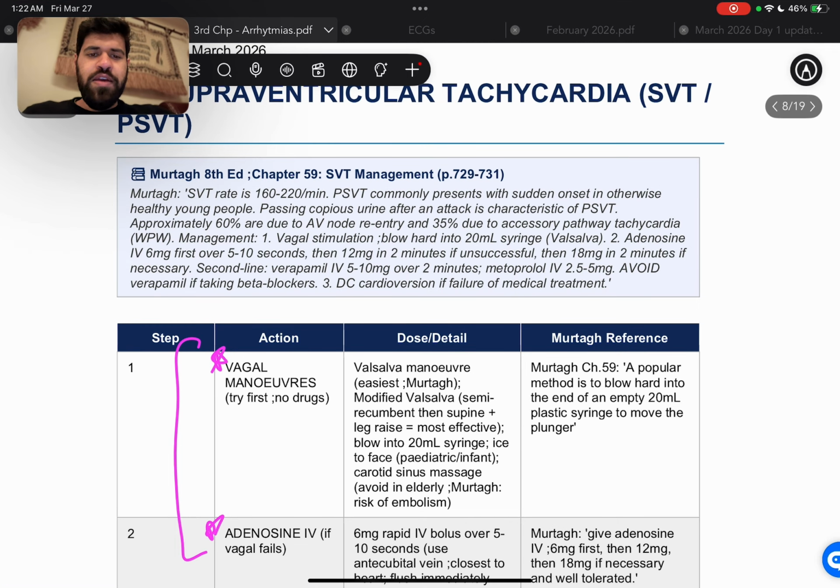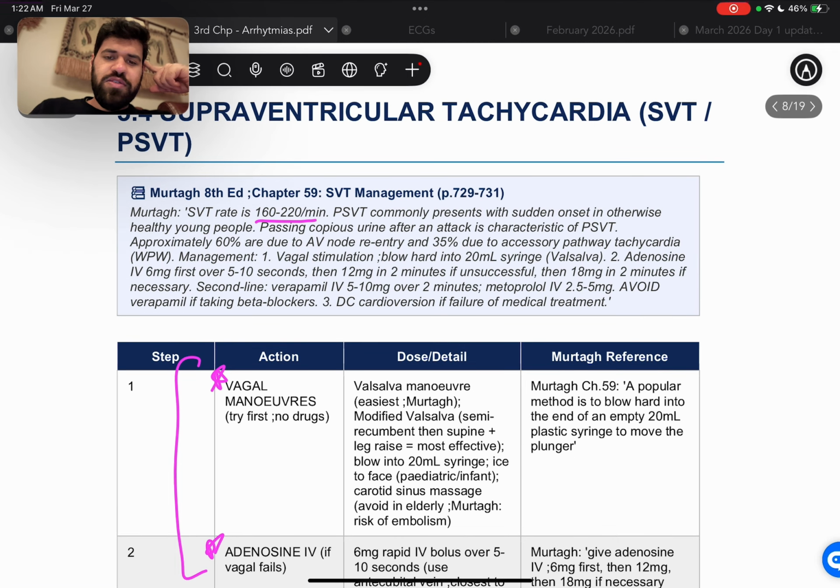So SVT rate is, as I said, 160 to 220 per minute. PSVT commonly presents with sudden onset in otherwise healthy young people, and passing copious urine after an attack is characteristic of PSVT. So if a patient comes and they've soiled their pants, you have to think of PSVT as a differential. Approximately 60% are due to AV node re-entry and 35% due to accessory pathway tachycardia, so WPW.